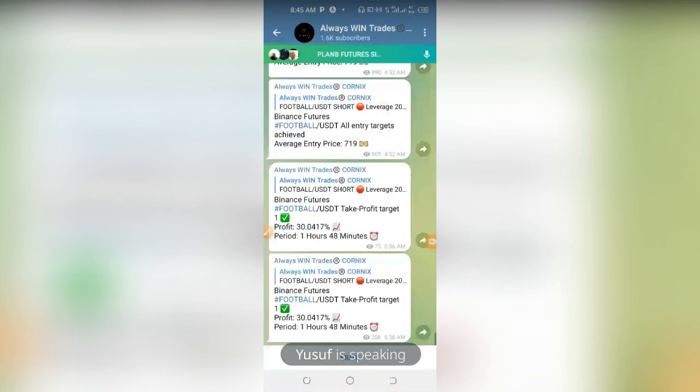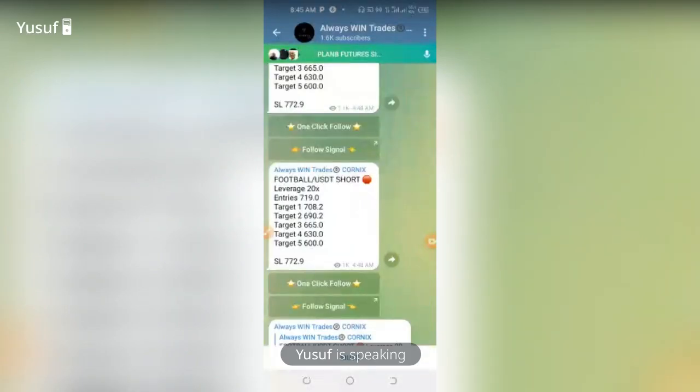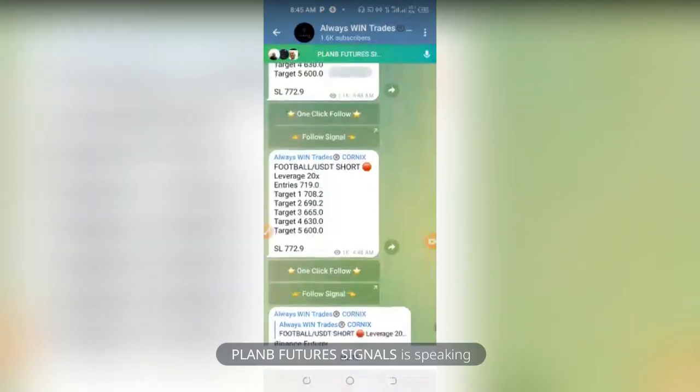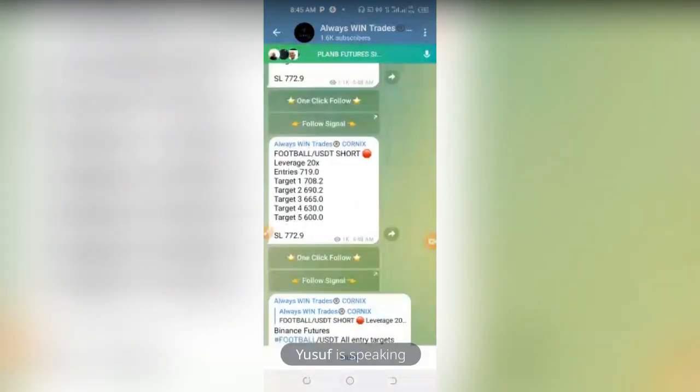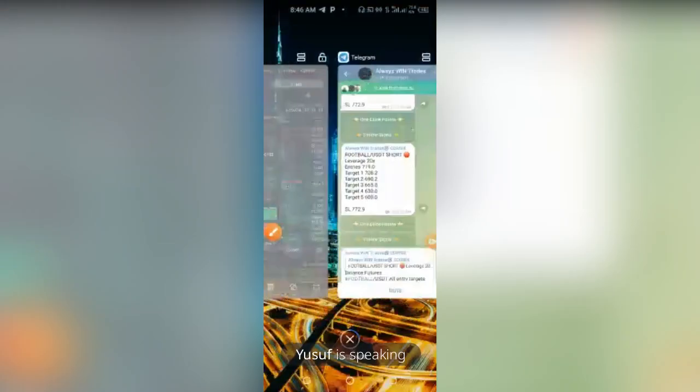Okay. This is Always Win now. Can you see this one, sir? Yeah. Okay, thank you, sir. So this is another signal, though it is late already based on the time, but we can use it for an example. This signal was dropped 4 a.m. today. So football USDT. Let's go and search for the currency pairs.